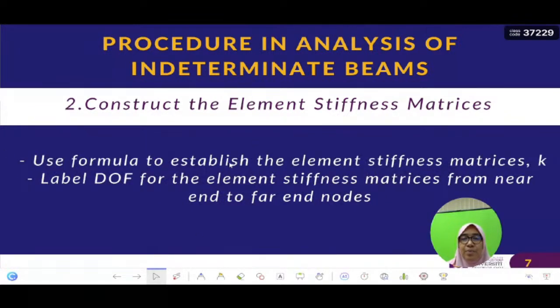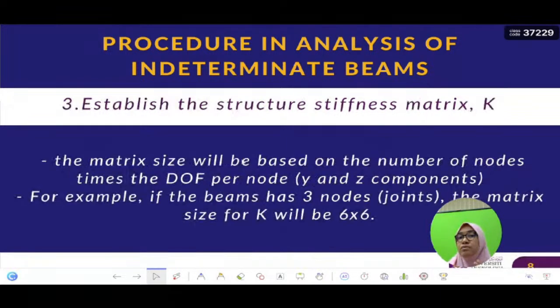And then after that, we have to use the formula. The formula is given. Okay, you can find it in the appendix. So it is a 4 by 4 matrix because there are 2 degrees of freedom per node, and one element consists of 2 nodes. So we will produce the element stiffness matrices. From the element stiffness matrices, we will combine to have the structure stiffness matrix. The symbol is capital K, which represents all nodes.